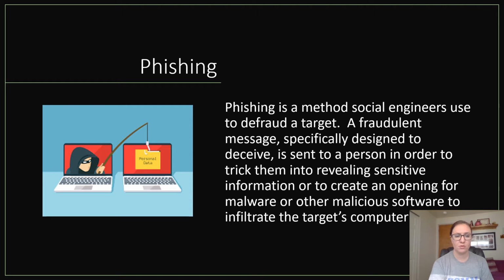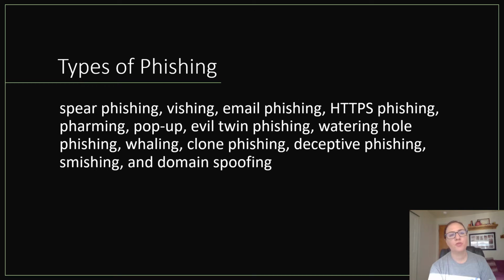onto their computers. This What Would You Do case is about smishing, which is a phishing scam carried out via text message or SMS message, but there's a number of types of phishing. There's spear phishing, vishing, email phishing, HTTPS phishing, farming, pop-up, evil twin phishing, watering hole phishing, whaling, clone phishing, deceptive phishing, smishing, and domain spoofing.